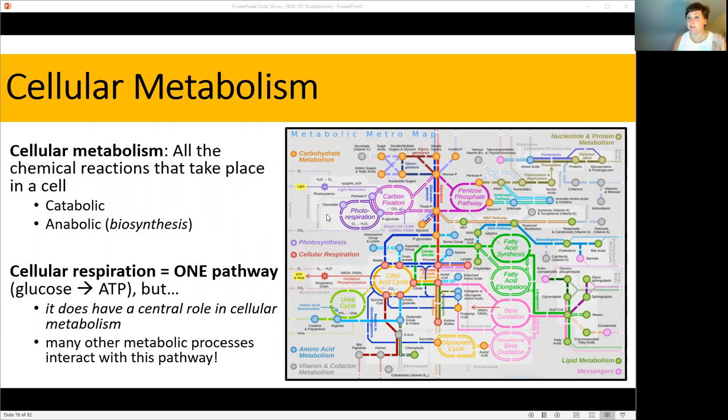So on this slide, which I realize is a lot, at least you can see that cellular respiration is shown in red. All the lines and dots that are red are cellular respiration. You can see that all these other really important metabolic pathways also interact with cellular respiration. This includes photosynthesis, amino acid metabolism, vitamin metabolism, nucleotide and protein metabolism, lipid metabolism, and molecules involved in cellular communication. All seem to go to this central pathway, which is cellular respiration.